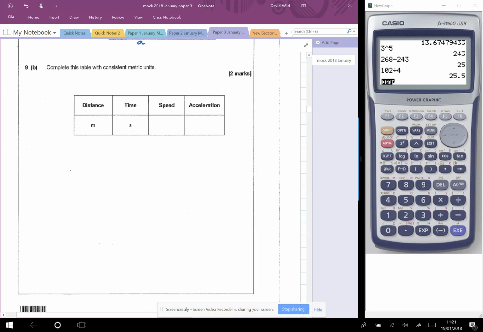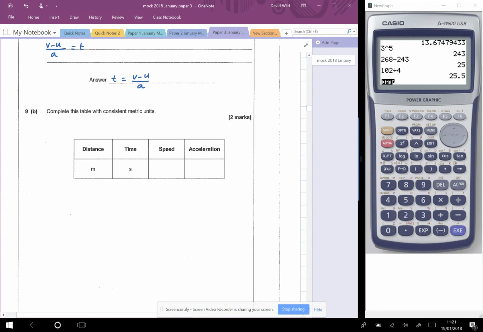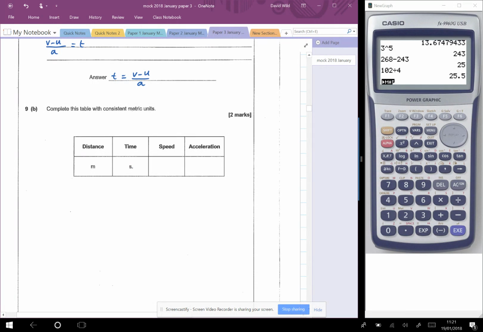9b. Complete this table with consistent metric units. So if we've got distance and time, what is speed? Well, speed is distance over time. And in this case, we've got distance is meters. Meters divided by time, seconds. So this is meters per second.